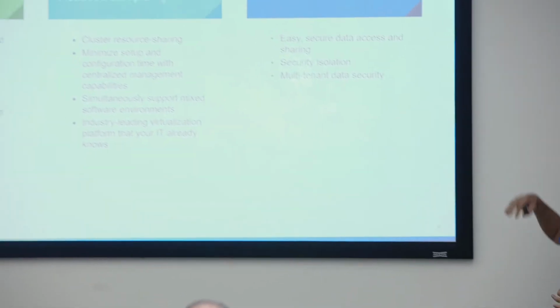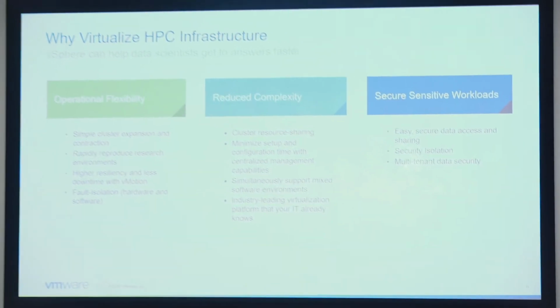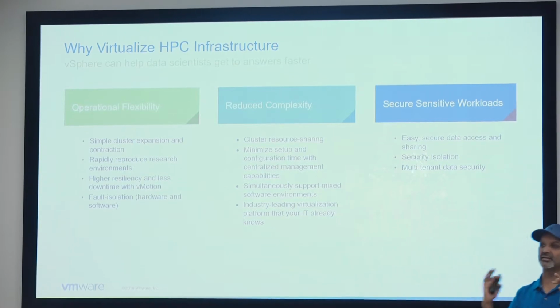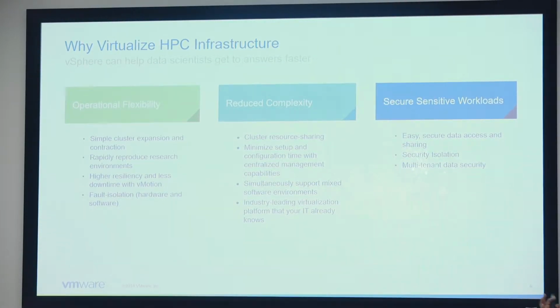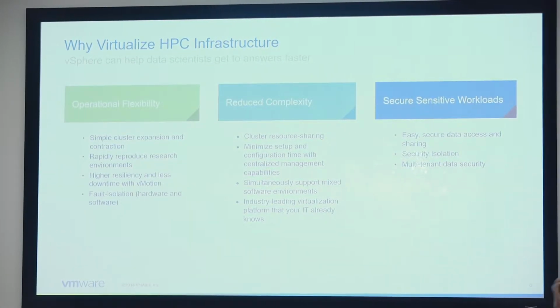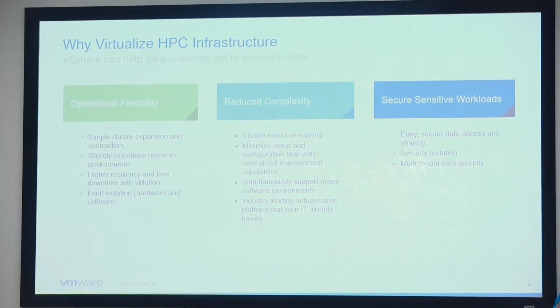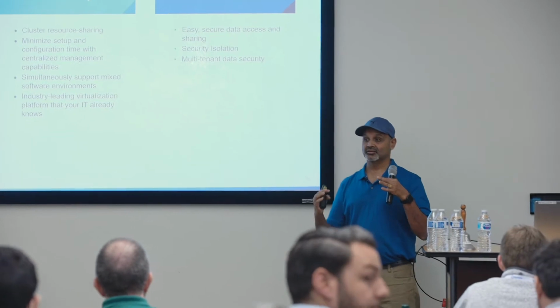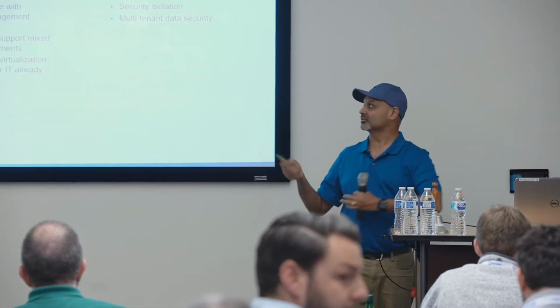So to bring these new capabilities, we look at all these different advantages. There's a lot of operational flexibility. In the traditional HPC world, you had dedicated clusters for different applications, and different teams used them, but there was no cross-pollination, and a lot of the infrastructure was underutilized. What VMware hopes to bring to the fray is better operational flexibility.